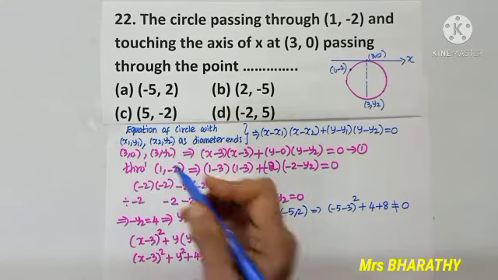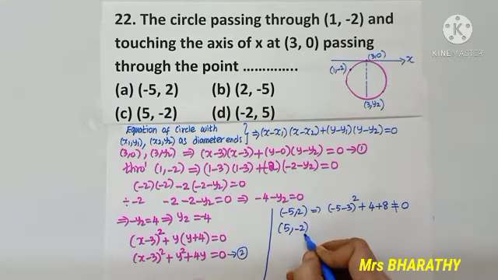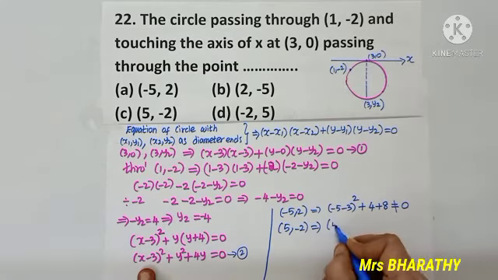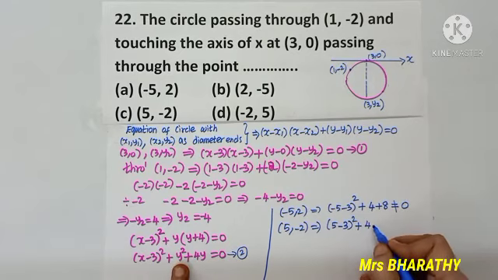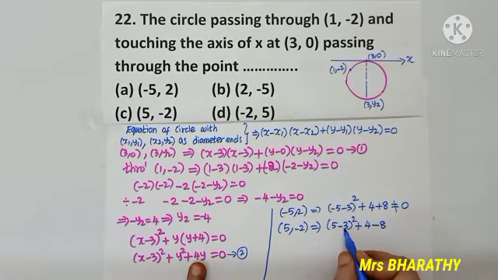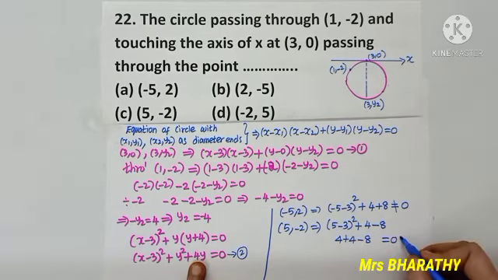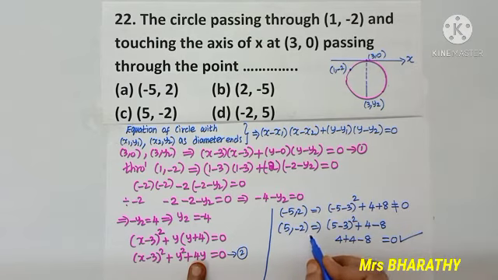Let me check option C, that is 5 comma minus 2. As I simplify, 5 minus 3 the whole square plus minus 2 square is 4, 4 into minus 2 is minus 8. 5 minus 3 is 2. 2 square is 4, plus 4, minus 8, which is 0. So this is the right choice. So 5 comma minus 2 satisfies equation number 2. 5 comma minus 2 is the right answer. So the correct option is C.